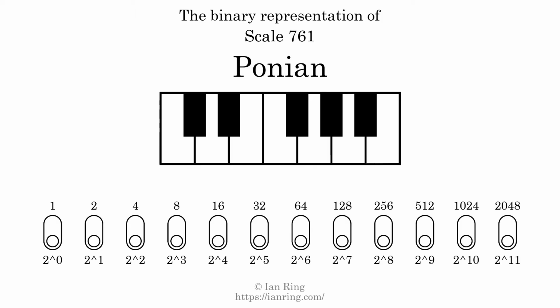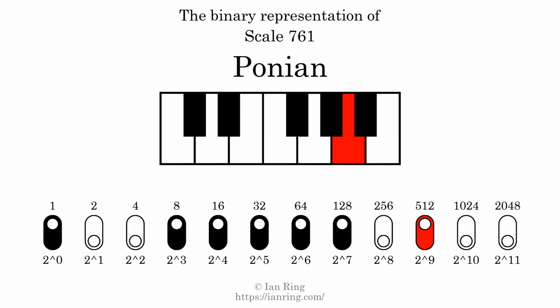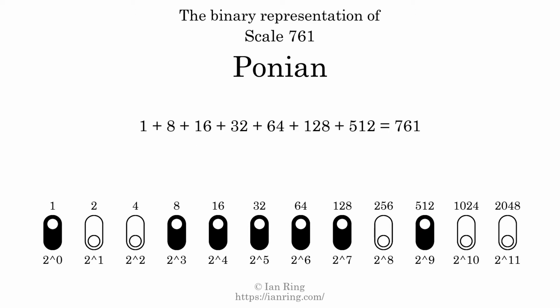The binary representation of this scale is determined by mapping tones of the scale to binary digits. Each binary digit represents a power of 2. To get the scale number, we add the powers of 2 together. The powers of 2 that are present in the scale, all added together, equals 761. That is why the scale number, in decimal, is 761.